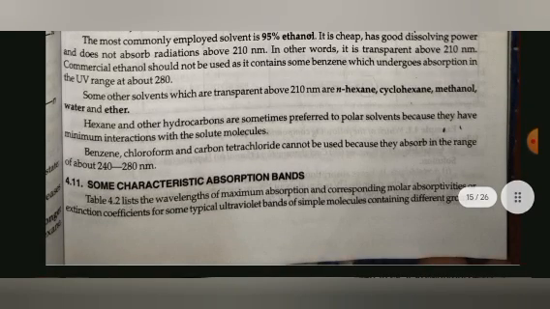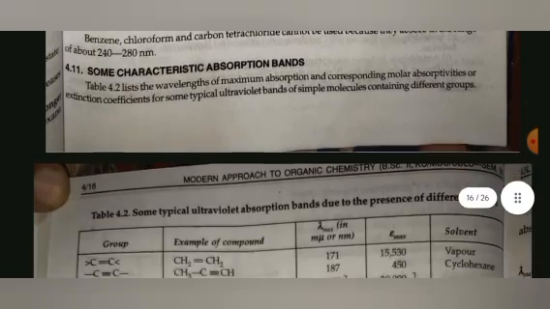Some characteristic absorption bands. Table 4.2 lists the wavelength of maximum absorption and the corresponding molar absorptivity or extinction coefficient for some typical ultraviolet bands of simple molecules containing different groups.